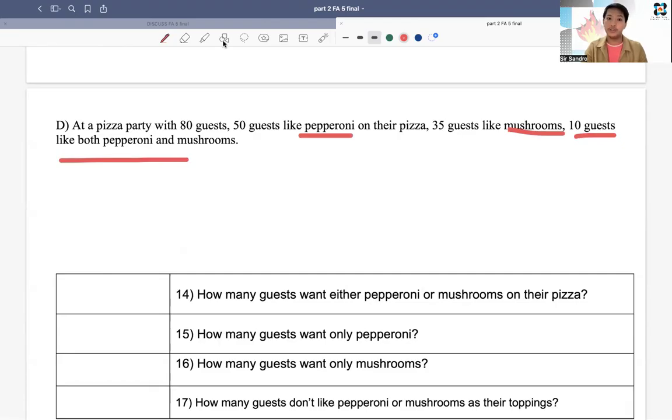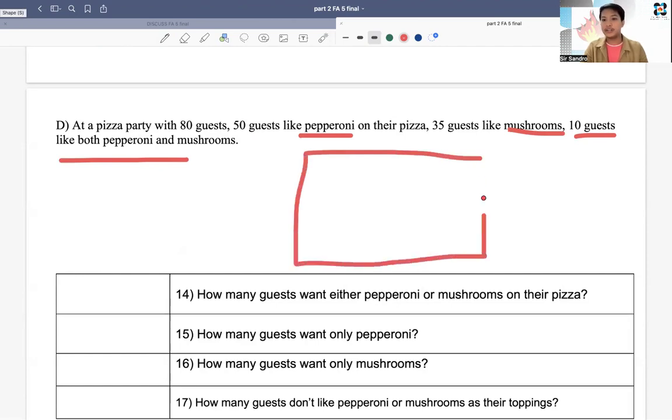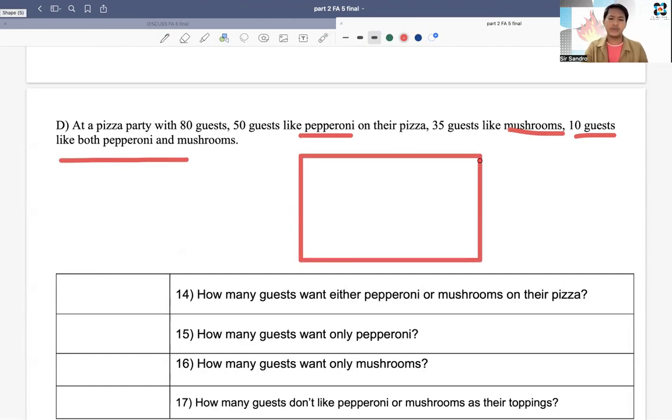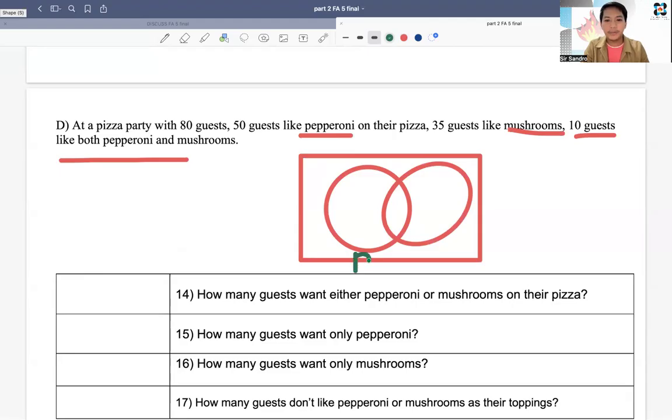So let me draw the universal set and our 2 overlapping circles. I want you to draw your Venn diagram first. Pause this video, create your own Venn diagram, and then let's compare notes later. All right? We have 2 circles, and then we have to label. The label is very important. Let's use P for the pepperoni and M for the mushrooms.